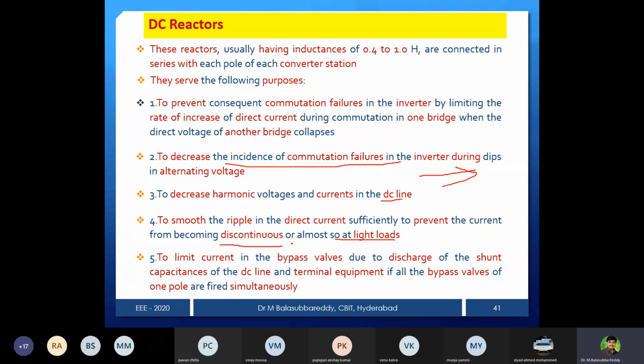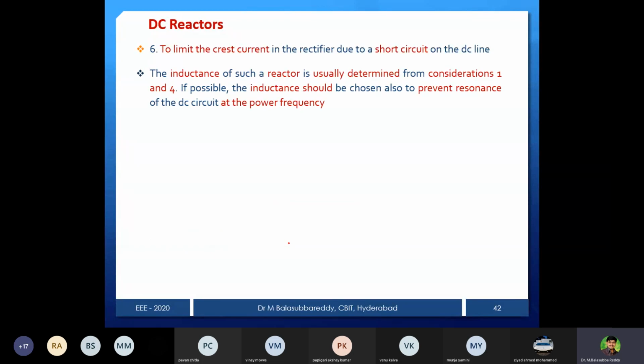So one is commutation failure. This is the major problem in general. Consequent commutation failures may happen, and the other is that finally our intention is to reduce the ripple content in the current waveform. So these are the two major factors to minimize: commutation failure as well as the ripple. That is the reason we select the value of the reactor, and that will be based on point 1 and the fourth one.